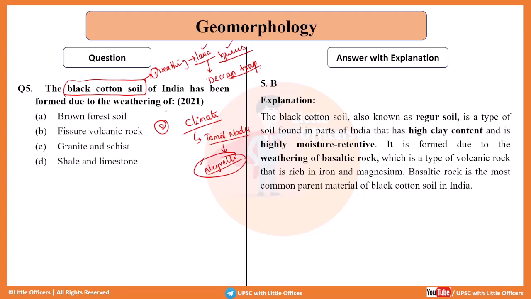But now let us look at the question here. It is formed due to weathering of what? Let's say brown forest soil, obviously not. Tertiary volcanic rock, yes, volcanic rocks could lead to formation of black soils. Granite and schist. See, granite could be, but not the schist. Granite is an igneous rock, it could lead to it, but not the schist. Shale and limestone, both of them are sedimentary, so we can remove them here. So the correct answer is going to be B.